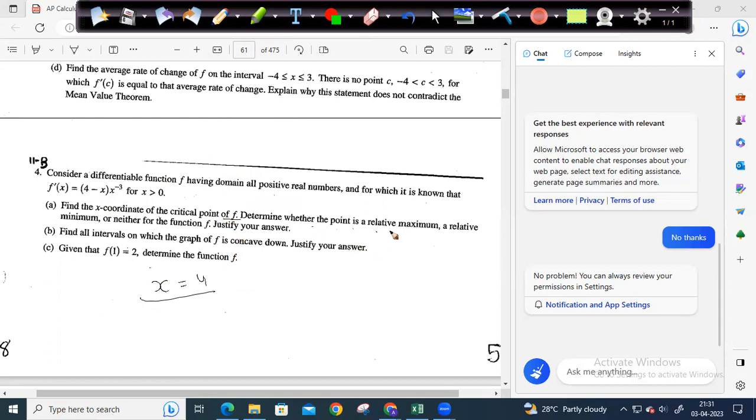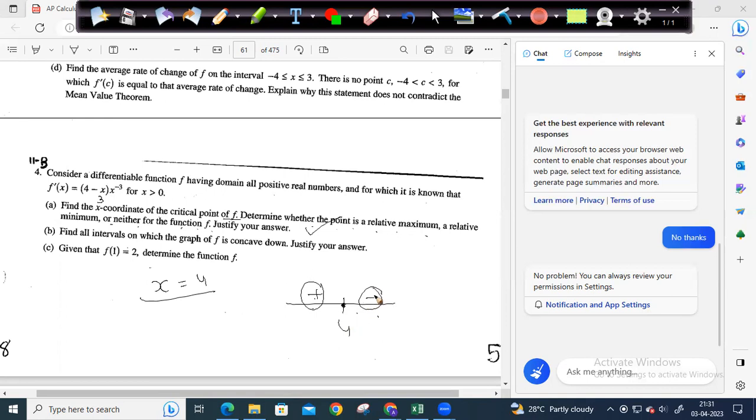Determine whether the point is a relative maxima, relative minima, or neither for the function. How to find? Take 3 and find f dash x: positive. Take 5: negative. So the function is changing from positive to negative. What is the point 4? Relative maxima. How simple is this? If you get this question, how happy you should be. So you should say f dash x is changing from positive to negative at 4, so we have a relative maxima, or local maxima, at x equal to 4.